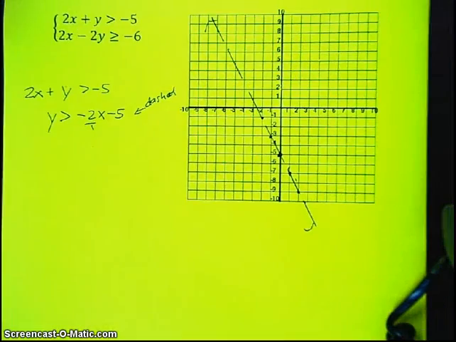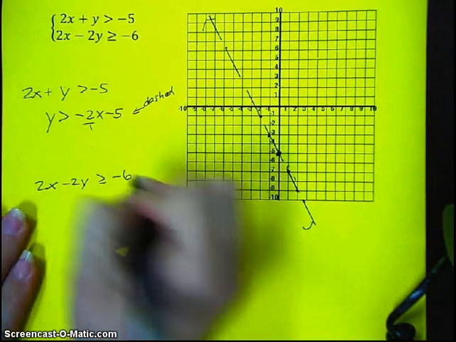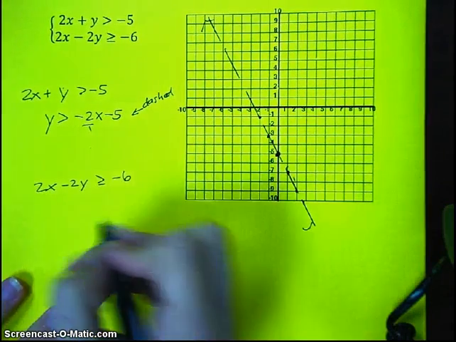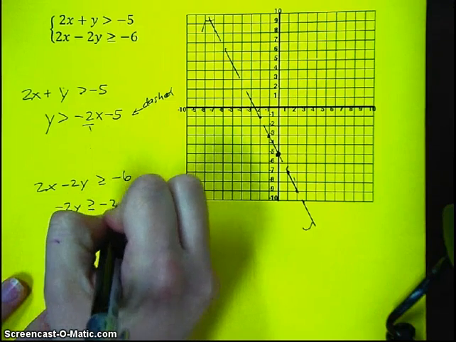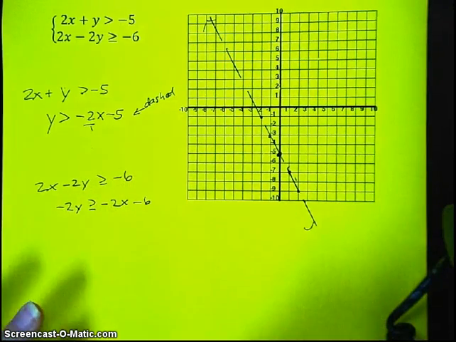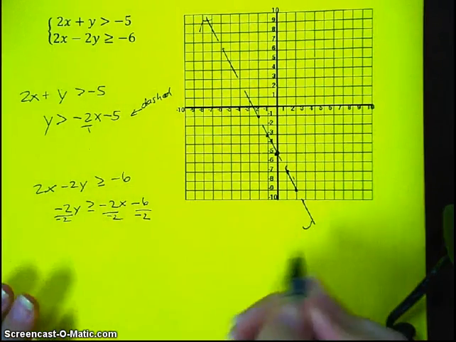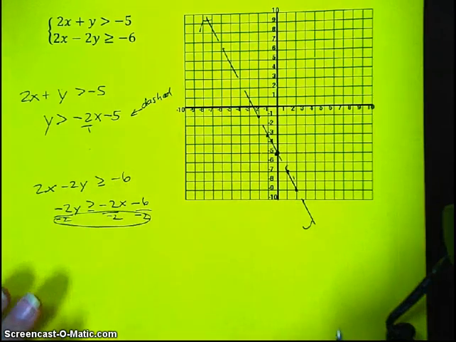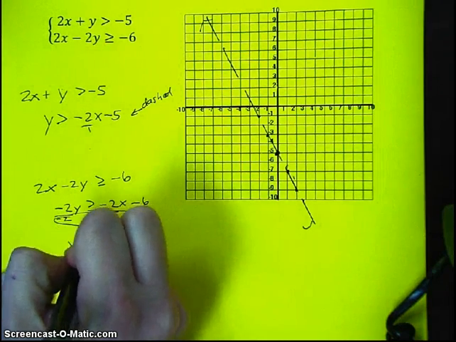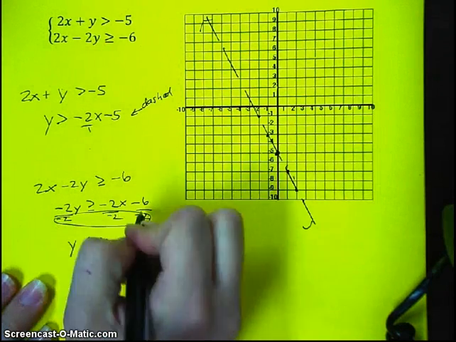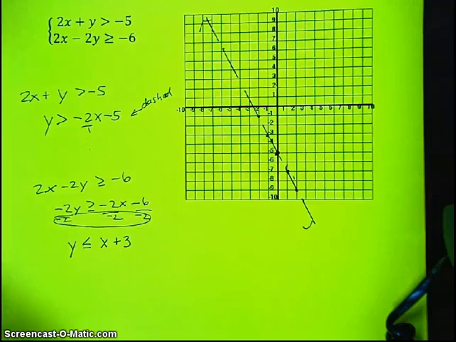Then we come in and we've got our next one. So we have 2x minus 2y greater than or equal to -6. We need to get y by itself, so we'll subtract 2x. That leaves me with -2y greater than or equal to -2x minus 6. We need to get y by itself, so we're going to divide by -2. We need to remind ourselves that anytime we divide or multiply by a negative, my inequality symbol will flip. So this will be y is now less than or equal to positive x. -6 over -2 is positive 3. So y is less than or equal to x plus 3.